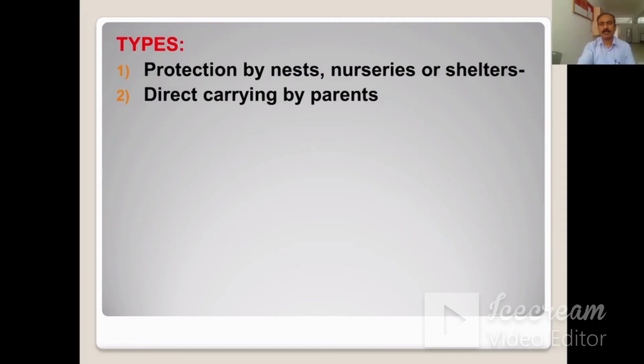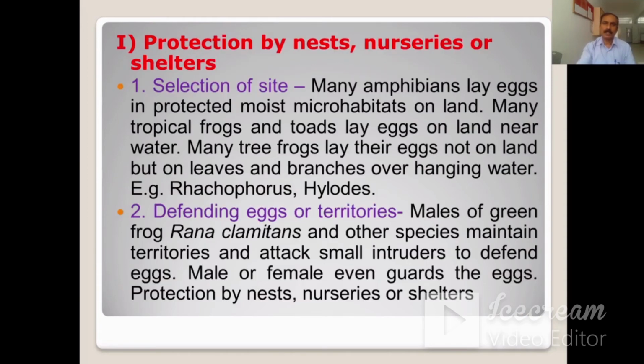There are two major types of parental care. Number one is protection by nests, nurseries or shelters, and the second type is direct caring by the parents. Let us discuss the first part, that is protection by nests, nurseries or shelters.